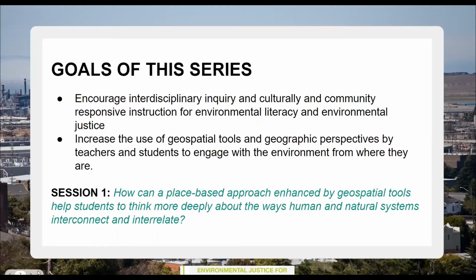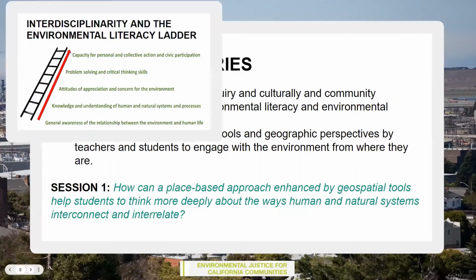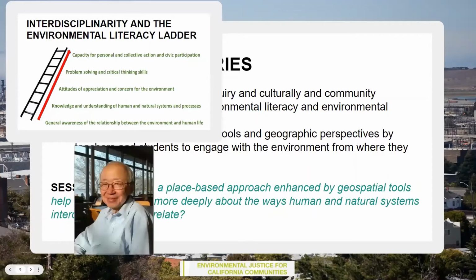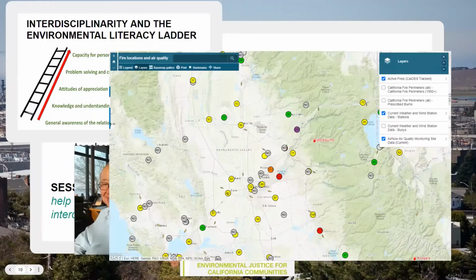and interrelate. And towards that end, we learned about the environmental literacy ladder. We met geographer Yi-Fu Tuan and thought about his representation of geography as the study of Earth as the home of people. And we took a look at the topic of air pollution through a map that allowed us to see real-time air quality data, active fires, wildfires in California, and information about air movement that helps us understand how smoke from fires could become an air quality risk for different communities around California.